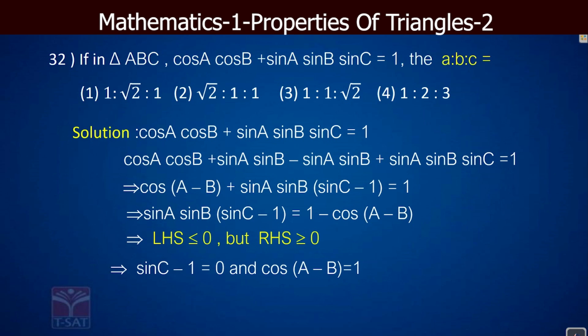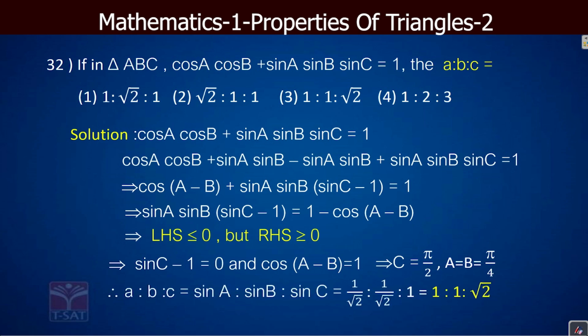So you will get sin C is equal to 1, namely C is equal to pi by 2, and cos(A minus B) is equal to 1, meaning A is equal to B is equal to pi by 4. Therefore, a is to b is to c is sin A is to sin B is to sin C, which is 1 by root 2 is to 1 by root 2 is to 1, which is 1 is to 1 is to root 2. So the correct option is 1 is to 1 is to root 2, option number 3.